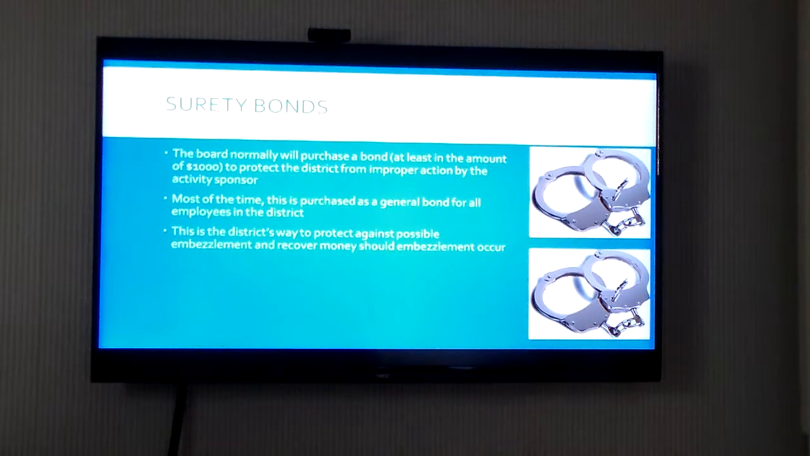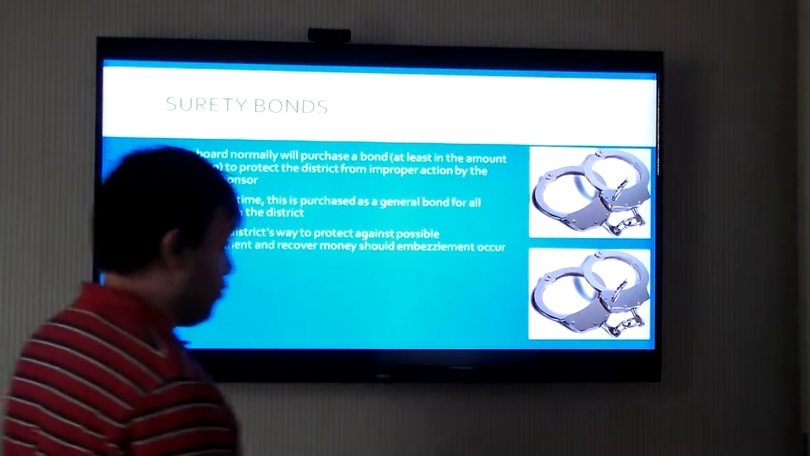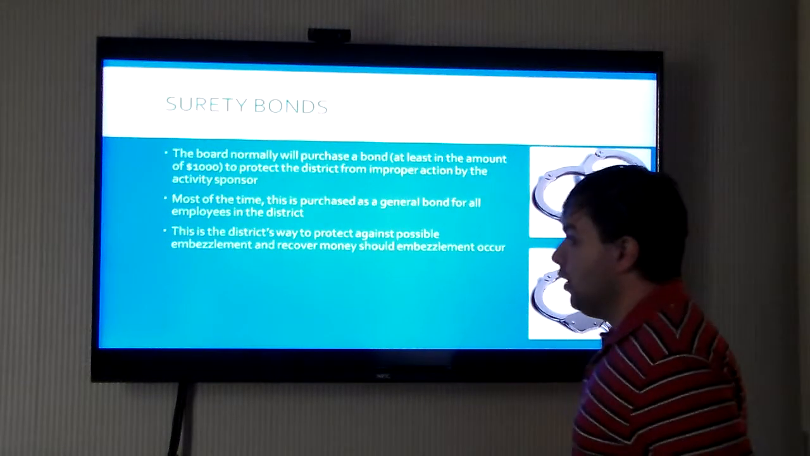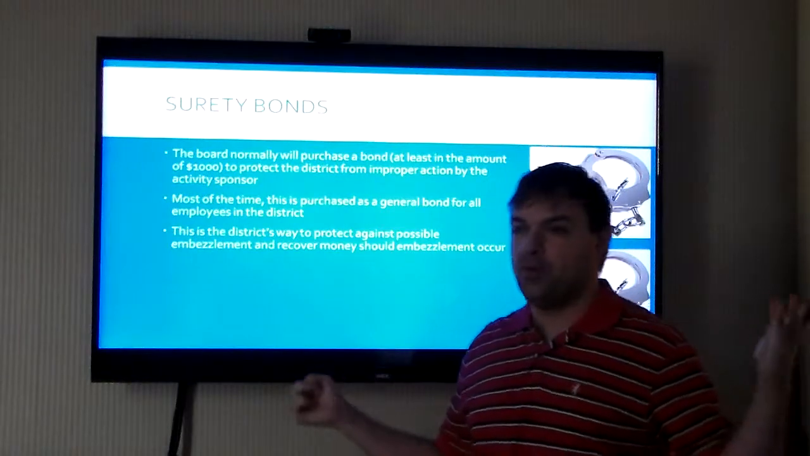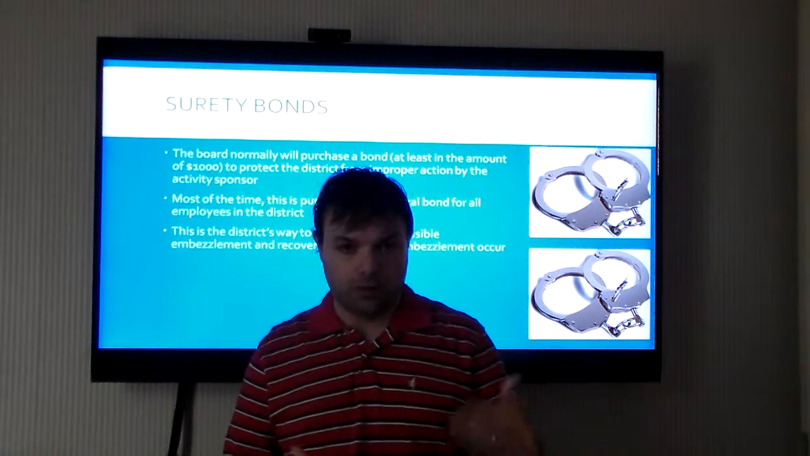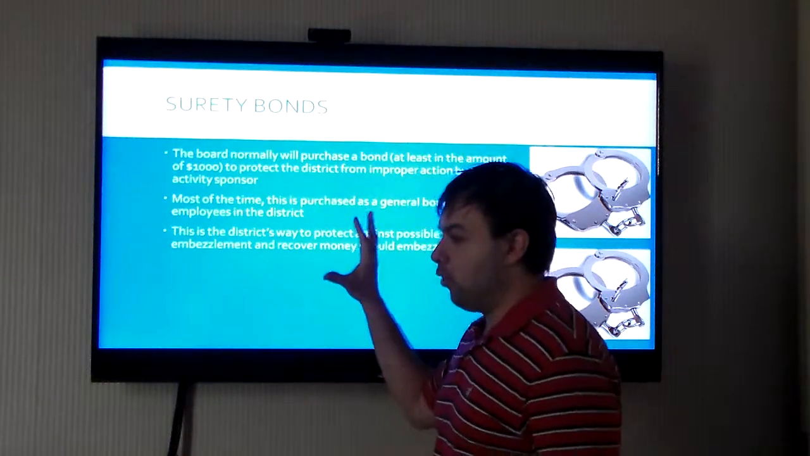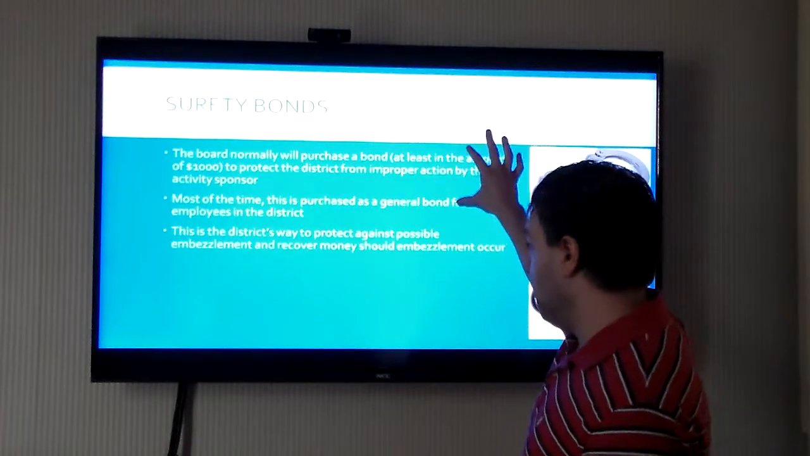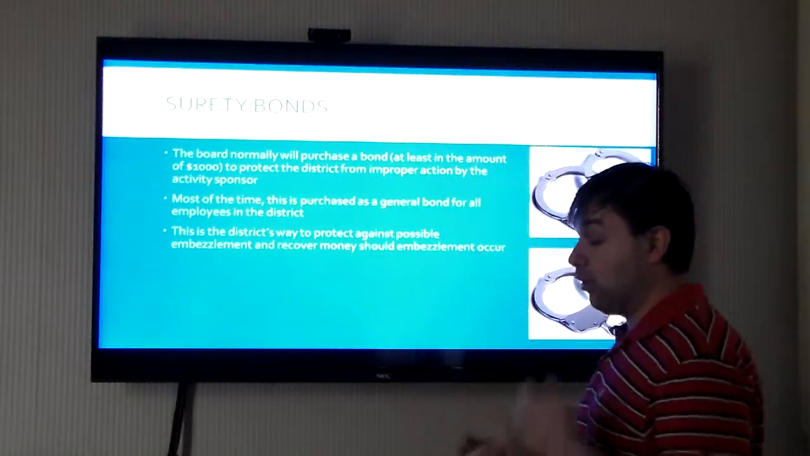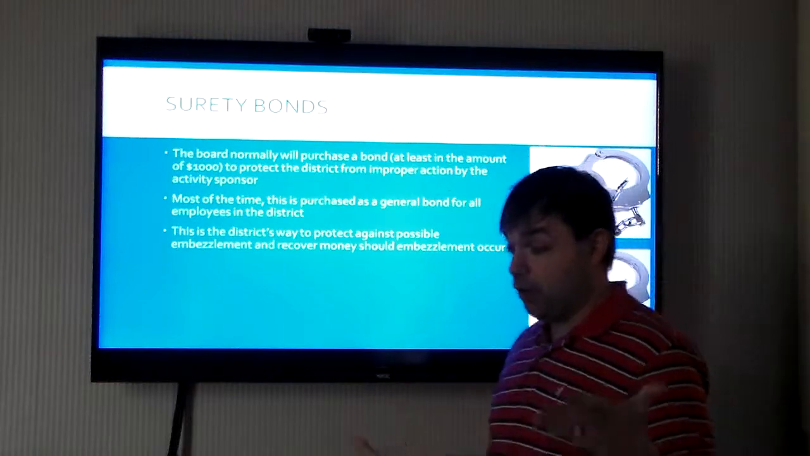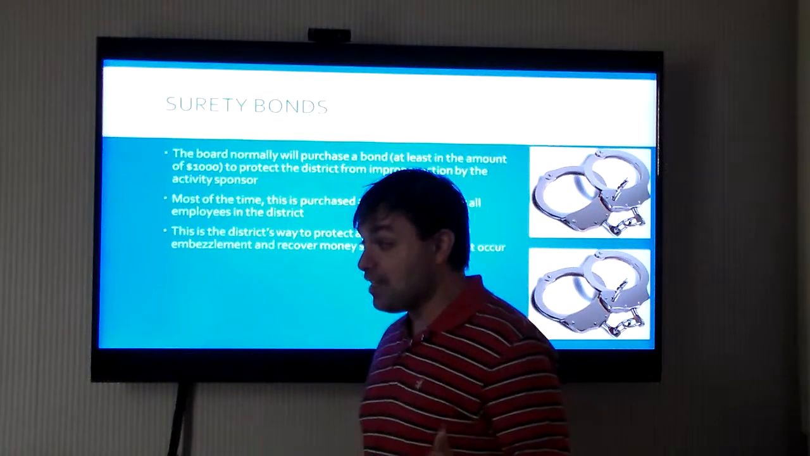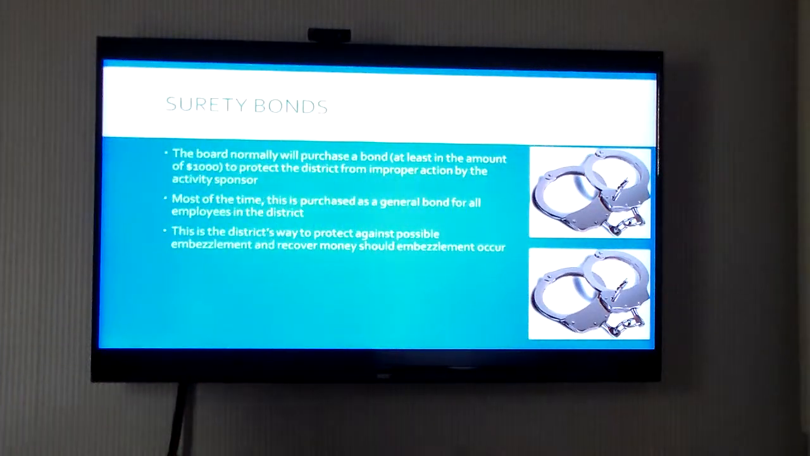So the board can purchase bonds for all employees in the district to basically protect from improper action by the activity sponsors. So let's say the Band Boosters has a cash balance of $58,000 and the activity sponsor decides they want to run off with the money. If that occurs and the board purchased a bond that protects, that refunds the money, and it refunds from potential embezzlement from occurring. So that's kind of a big idea and something that the board has the right to do, but obviously, we spoke about this earlier in the class, purchasing bonds costs money. So if you want to purchase a bond, that's great, but it's still going to cost the district money in the first place.